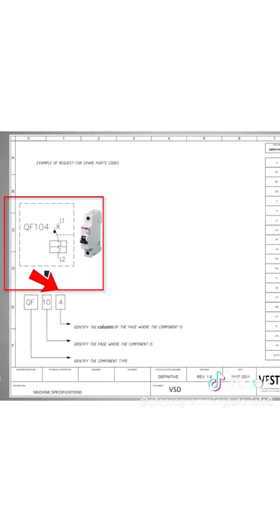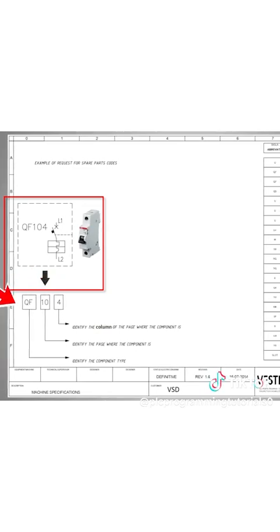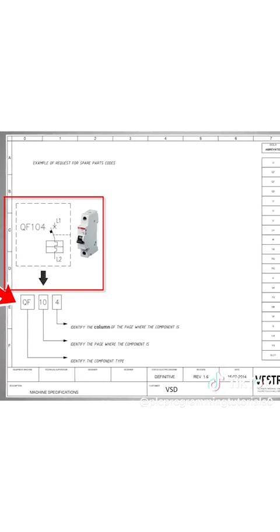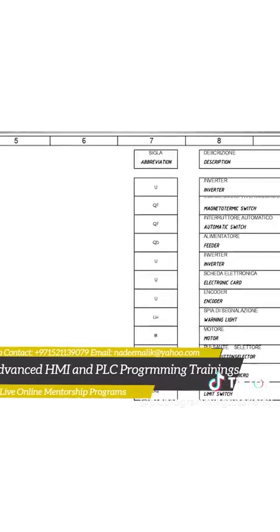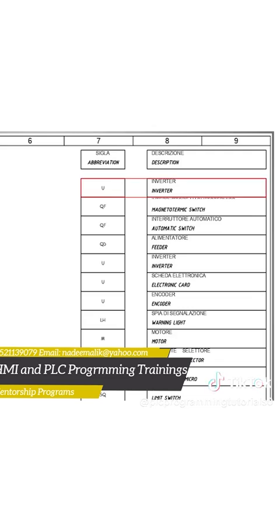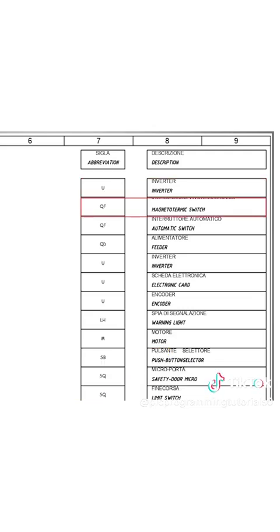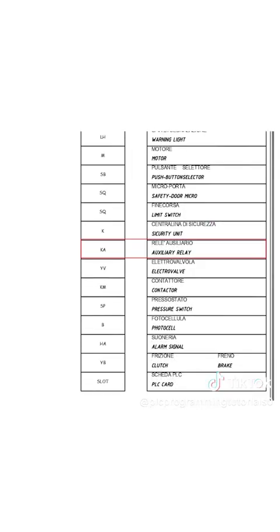Many of you have asked what is meant by the first two letters mentioned in the device tag. These two letters indicate the device type. For example, you can see here that U stands for the inverter, QF stands for magnetothermic switch, M stands for motor, KA stands for auxiliary relays, YV means solenoid valve, KM means contactor. Normally in every electrical diagram, this kind of information is mentioned on the starting pages of the diagram.